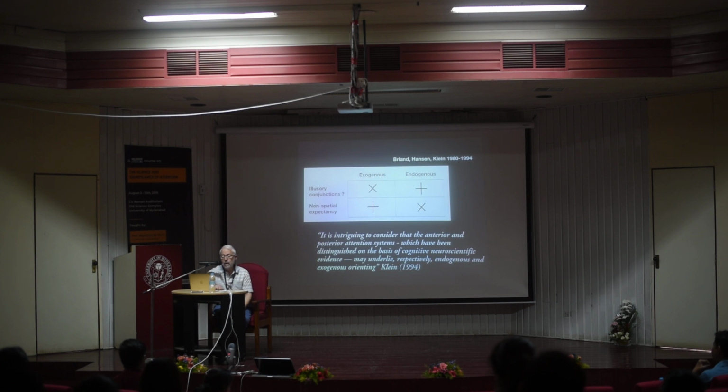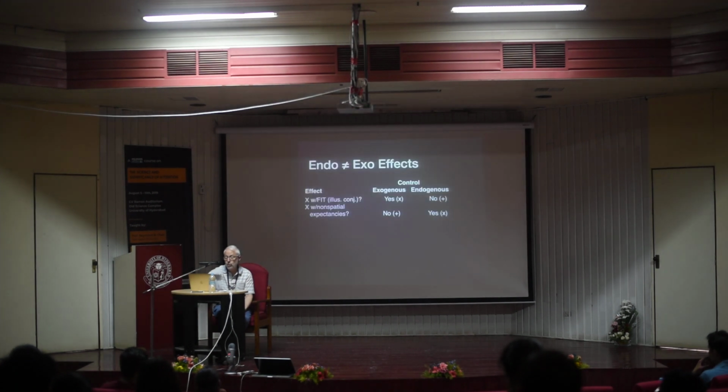In the 1994 paper, I said, it's intriguing to consider that the anterior and posterior attention systems, which have been distinguished on the basis of cognitive neuroscience evidence, may underlie respectively these two forms of orienting. Now, those are dissociations that were generated in my lab, but in the Klein 2009 paper, I show that there are quite a few other dissociations. I'm going to pretty much just enumerate them here.